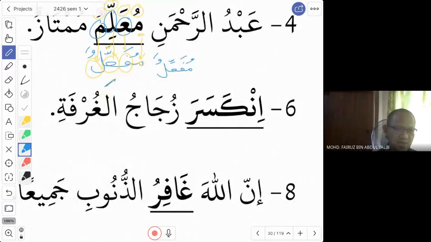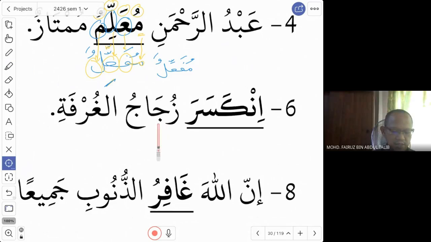So kaf sin ra is the root word. Kasara. Now the fi'l has changed to in kasara zujajul ghurfa. The meaning is also changed. In kasara means broken, is broke or was broken. What was broken? Zujajul ghurfa. The glass of the room or the window of the room is broken. So the glass of the room was broken.